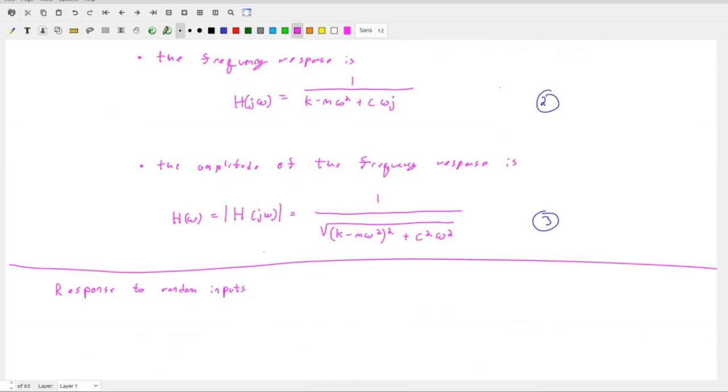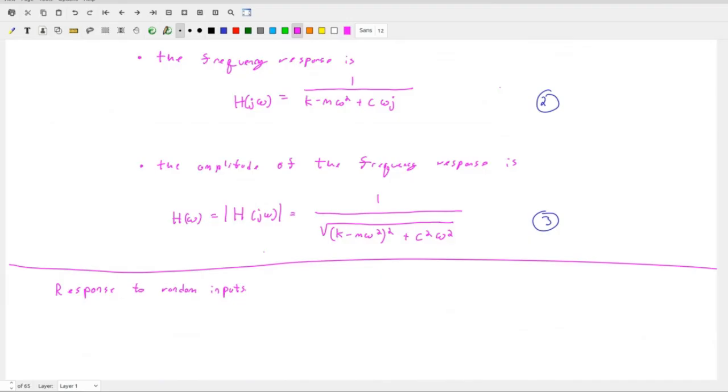Transfer and frequency response functions can be very useful to determine the system's response to random inputs. Up to this point, we have solved for things that are deterministic. Deterministic means for a known time t, the value of our input f of t is precisely known. We absolutely know that for a given time t, we know what our input force is.